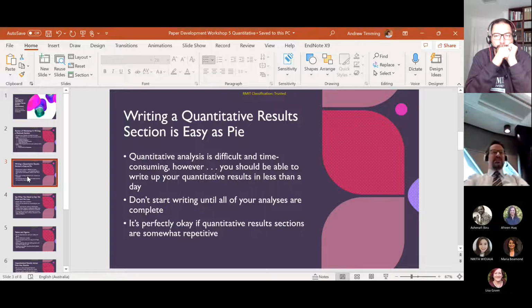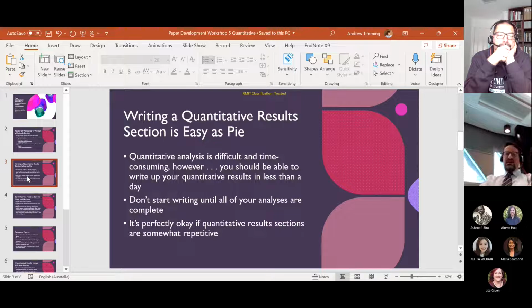So my advice here is, first of all, don't start writing until all of your statistical analyses are complete. Some people might be tempted to write as they do the analyses. For me, it makes much more sense to get a big picture understanding of what your results are telling you before you start writing up the results.